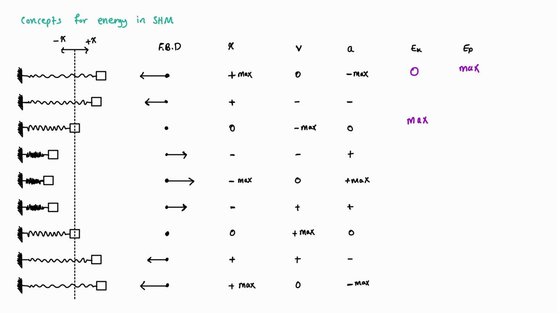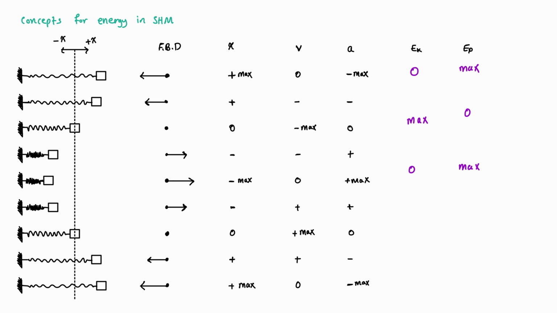Same thing for potential energy. In this case, it's no longer deformed at the equilibrium position. It's not stretched and it's not compressed. When it reaches the end point, it is fully compressed, meaning it's fully deformed, and therefore it's going to have max here, but it has no velocity.